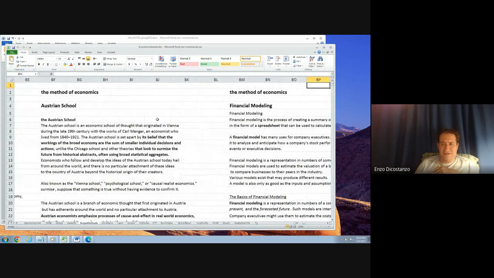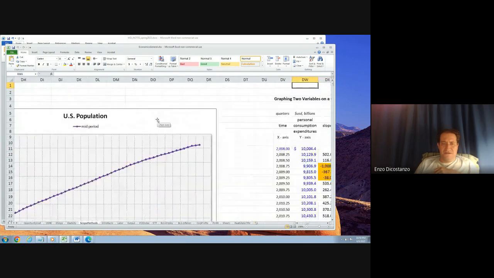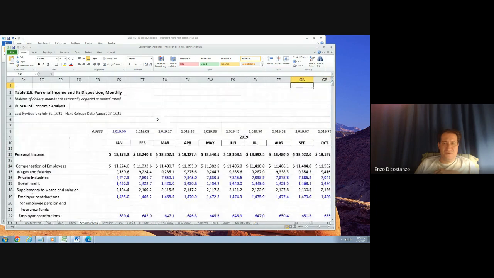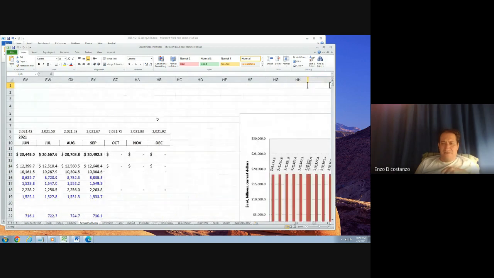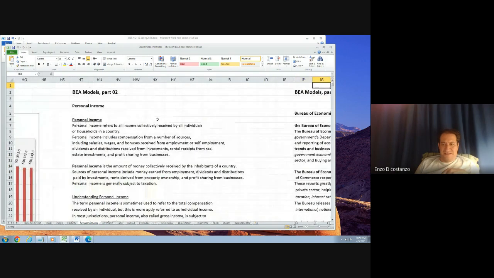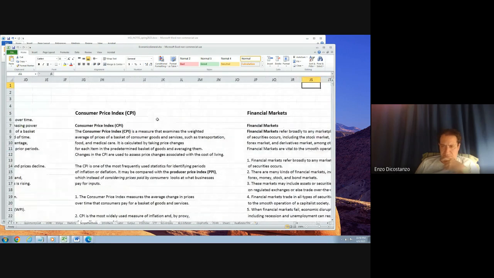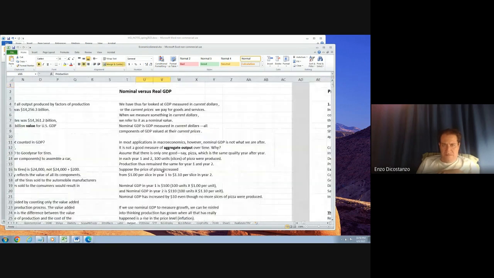What macroeconomics is, what financial modeling is, monetary policy, PEA models. I didn't continue; I broke these out into other places. Here we go: GDP, inflation, CPI, financial markets. So we have all that stuff for you guys.